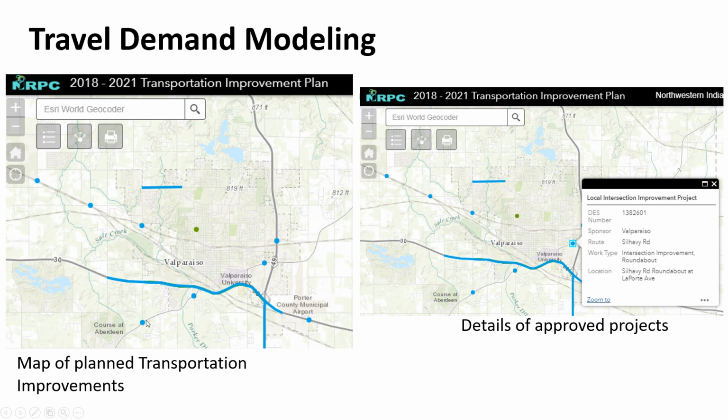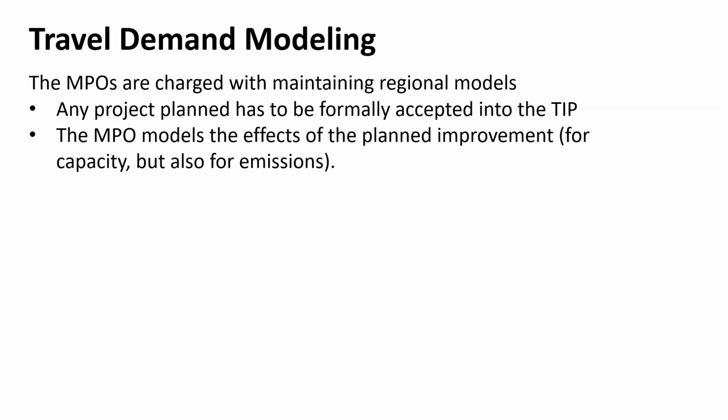And here are spot improvements. These are intersection improvement projects that are on the plan and in the works. If you click on them, it'll tell you. So this one was the Silhavy at LaPorte intersection, which is now finished. But that was in their plan in the 2018 to 2021 time frame, which it did. It is now improved. So they modeled that improvement right through there.